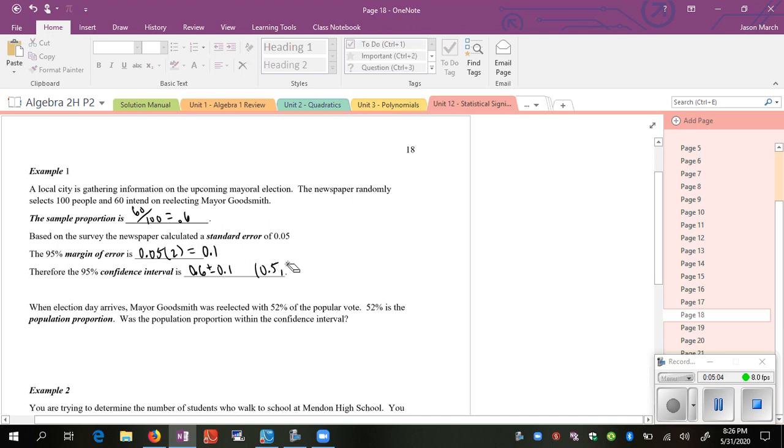We can use interval notation here. We use the comma to separate. So the lower bound is 0.5 and 0.7 is the upper bound. We usually use the parentheses, or soft brackets, on this interval.